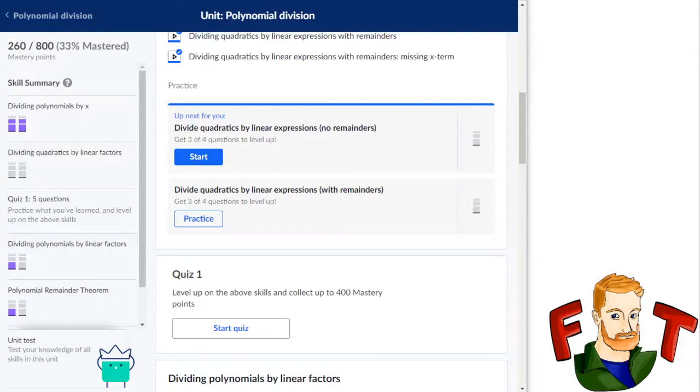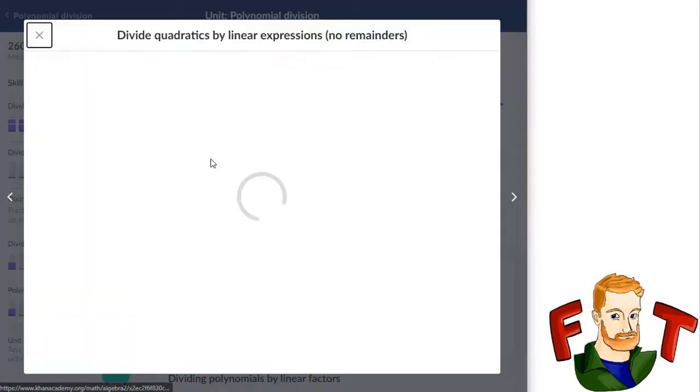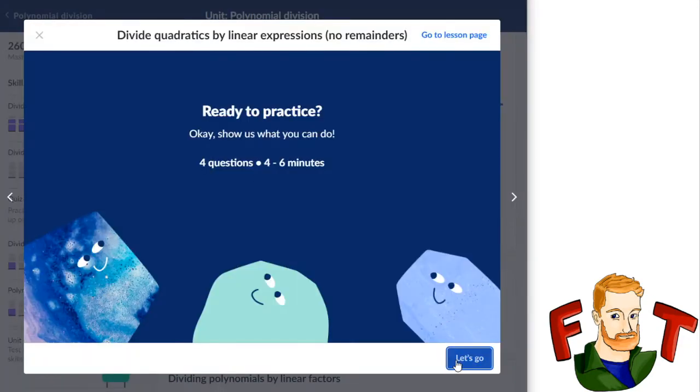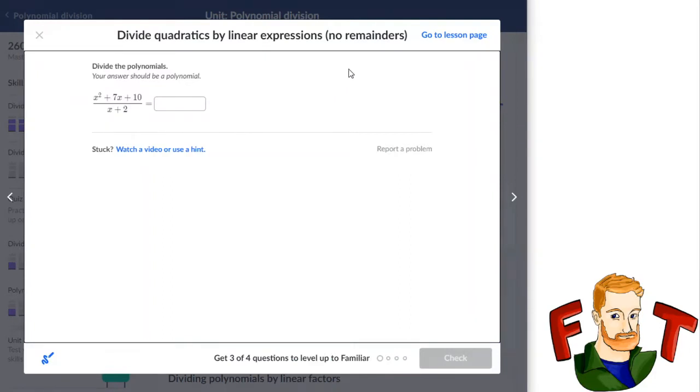We're going to do a couple practice problems here. We're still working on polynomial division in Algebra 2, and we're looking at dividing quadratics by linear expressions. We're going to do one with no remainder and one with a remainder. So let's jump into it here. X squared plus 7x plus 10 over x plus 2.